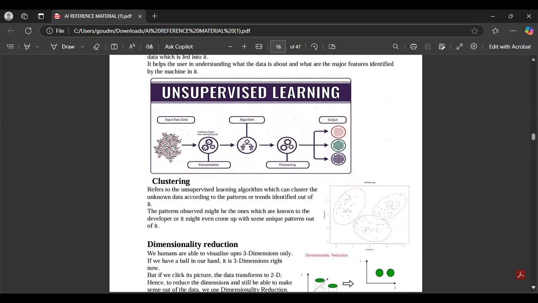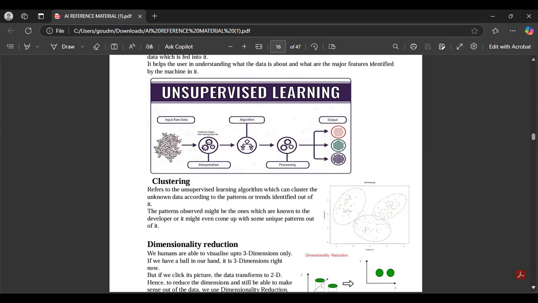In unsupervised learning, you have two types: clustering and dimensionality reduction. Last year, for the objective questions, they had asked about clustering, children. It refers to the unsupervised learning algorithm which can cluster the unknown data. Here the unknown data is divided depending upon the patterns or trends, unlike classification, which has discrete data. Right, this is clustering. It is a part of unsupervised learning, children.